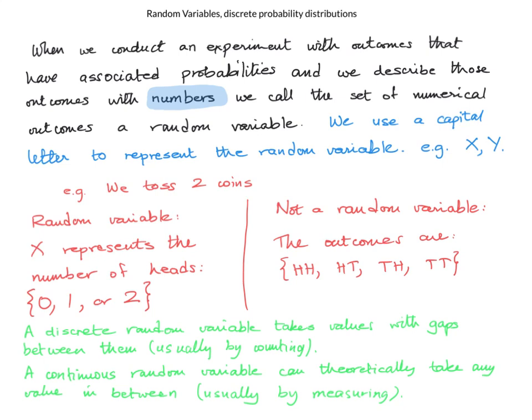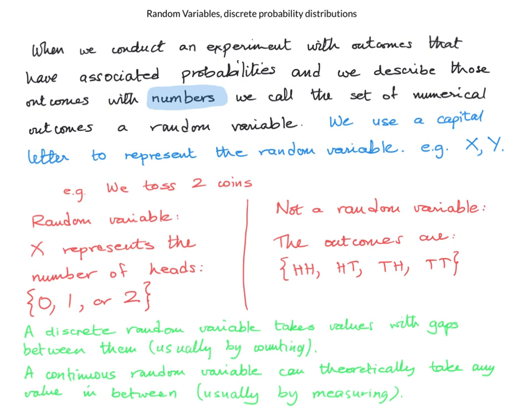In this lesson, we're going to talk about random variables, and specifically we're going to talk about discrete random variables and then the corresponding discrete probability distributions. So first of all, when we conduct an experiment with outcomes that have associated probability, so we're doing some kind of experiment that has randomness in it, and we describe those outcomes with numbers. So the outcomes that are occurring are associated with numbers in some way.